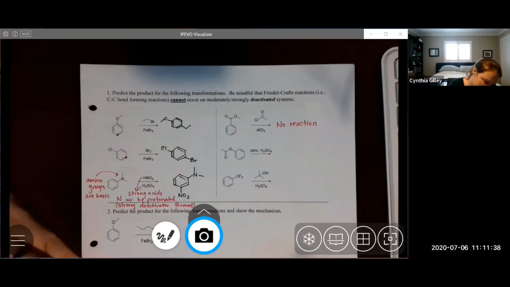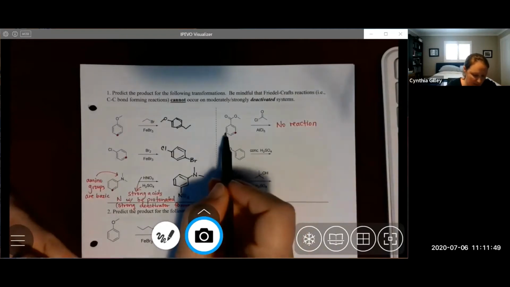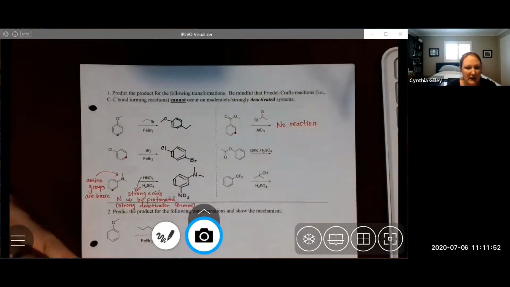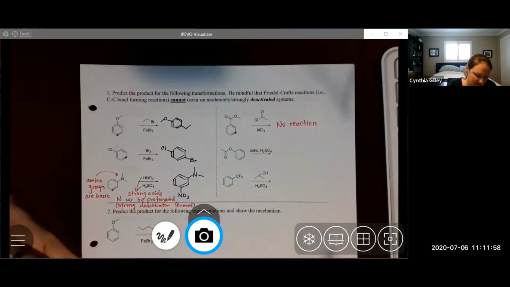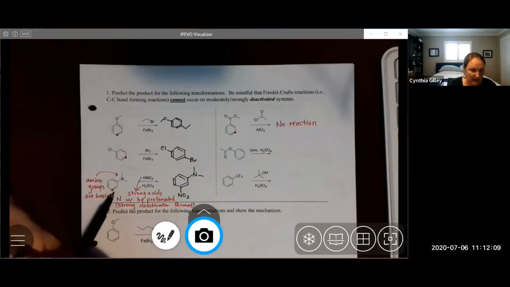Okay, so this position is the activated position. And note that I am not highlighting both of these because they're equivalent, so it doesn't matter. I think he will put a dot on both of them. But to me, it doesn't make sense to do that because they're both equivalent and only one would get added. So when you have equivalent positions, I often don't highlight both of them, just one of them. Okay, so no reaction on this one. So no Friedel-Crafts on a moderately deactivated aromatic compound.